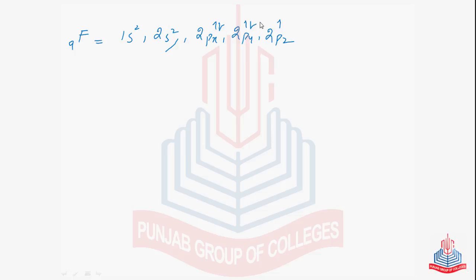2pz में एक अनपेयर्ड इलेक्ट्रॉन है जबकि 2px और 2py में पेयर्ड है. Hence we have completed the electronic configuration for fluorine. Now let me discuss a very important example, that is of chromium with an atomic number 24.